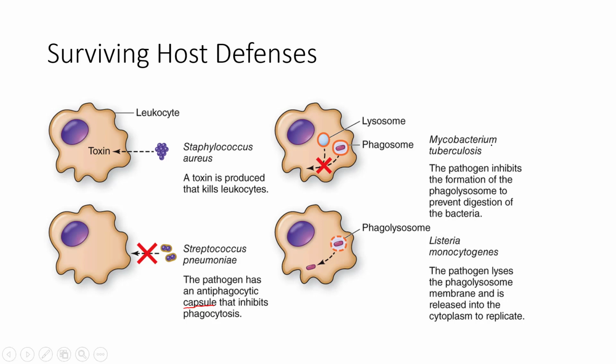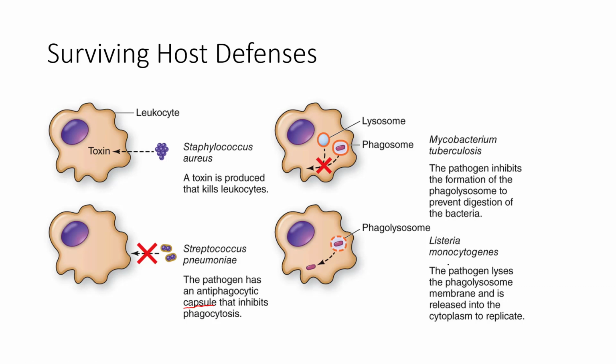What about Mycobacterium tuberculosis? When Mycobacterium tuberculosis is phagocytosed into the phagosome, it actually prevents the formation of the phagolysosome. So that prevents digestion. This is how the tuberculosis bacteria replicates. It does so inside of a macrophage.